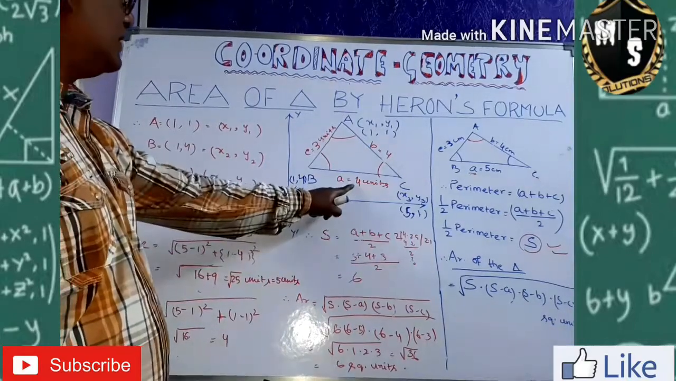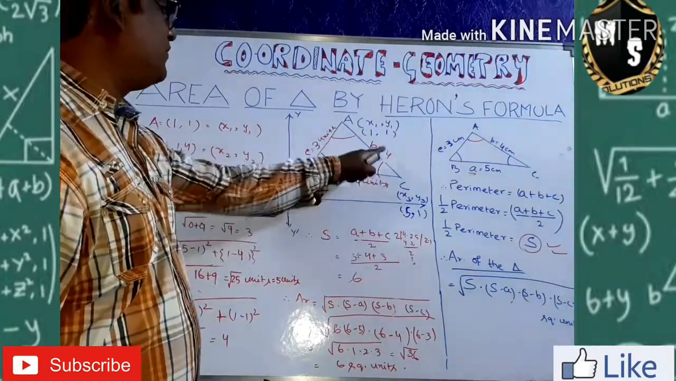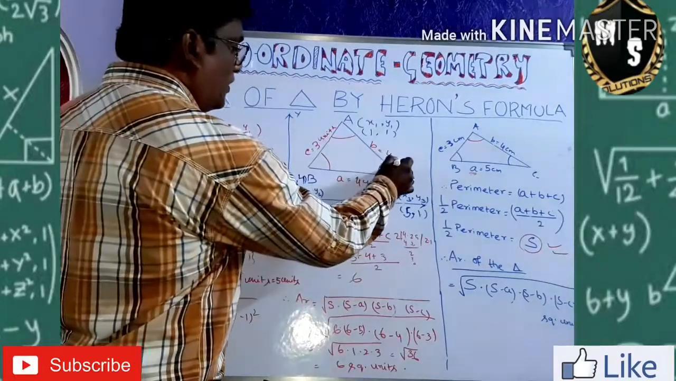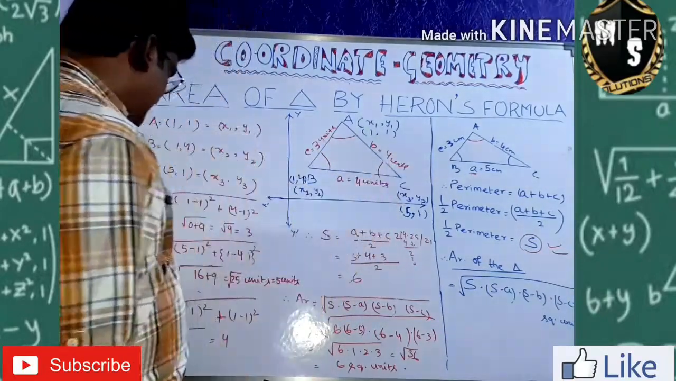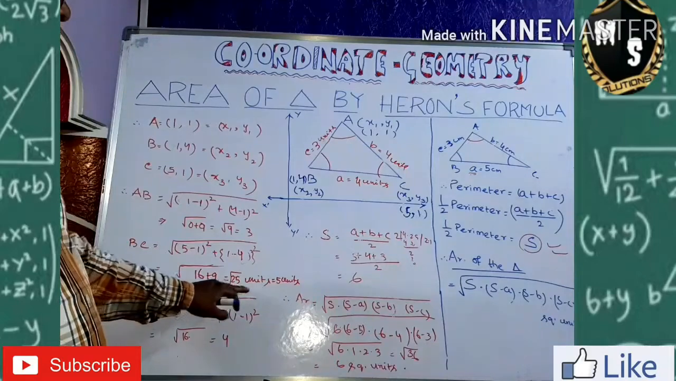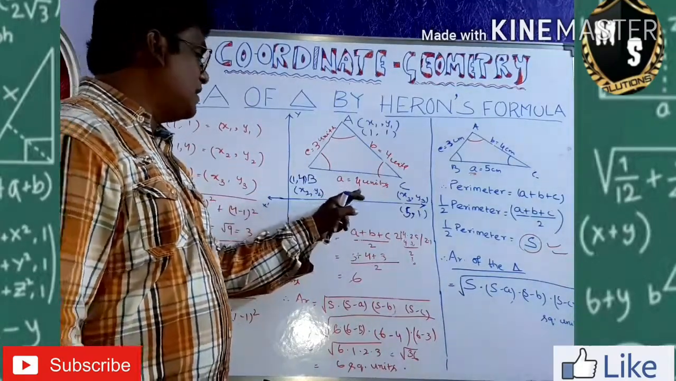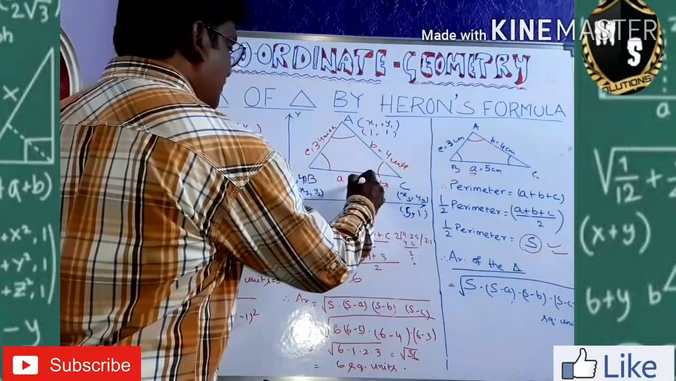AC came 4. So A to C is coming 4. So the side opposite angle B, that is small b, is 4 units. Now BC came square root of 25, that is 5 units. B to C, that means small a is coming 5 units.